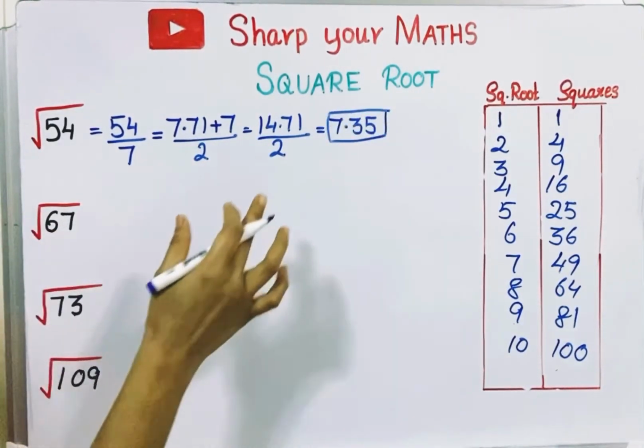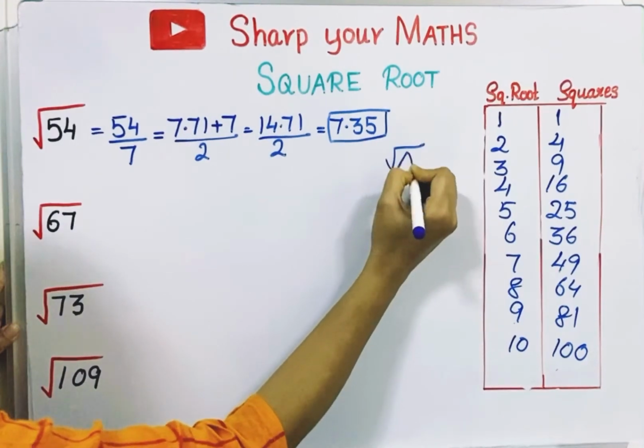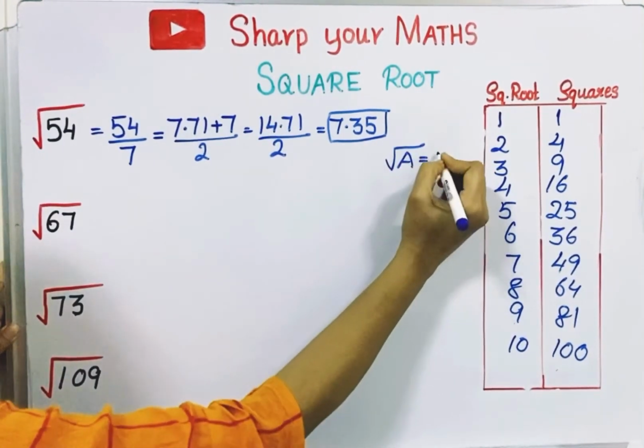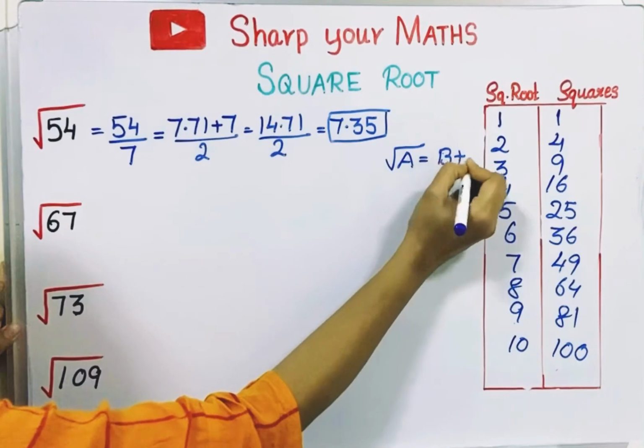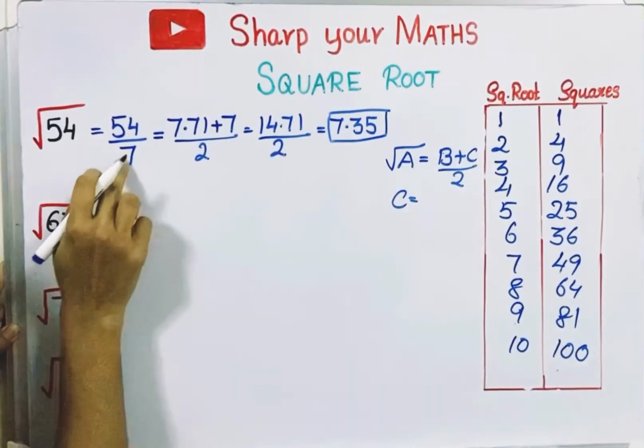So to find the square root of non-perfect squares, just do this. If you want to find the square root of this, just do this. So what is C here? That's what we did here. A by B.